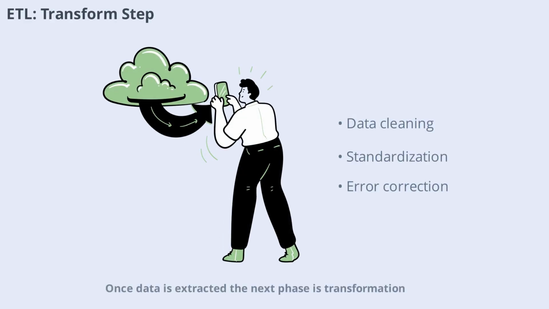Once data is extracted, the next phase is transformation. This step involves cleaning the data, correcting errors, converting formats, and applying business rules. For example, dates might be standardized, duplicate records removed, and missing values filled in. Transformation ensures that the data is consistent and ready for analysis. It's a critical stage because poor data quality can lead to inaccurate insights. Advanced transformation processes may also include data enrichment, where additional information is added to enhance the dataset.